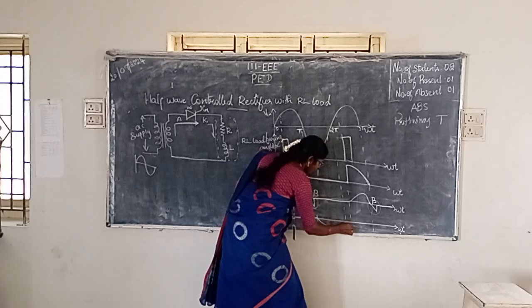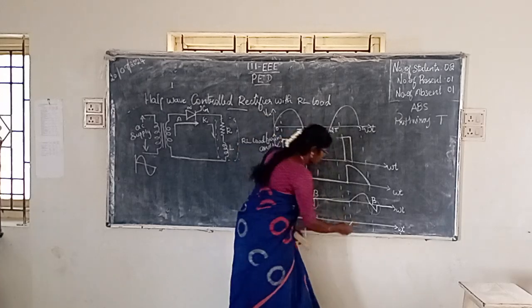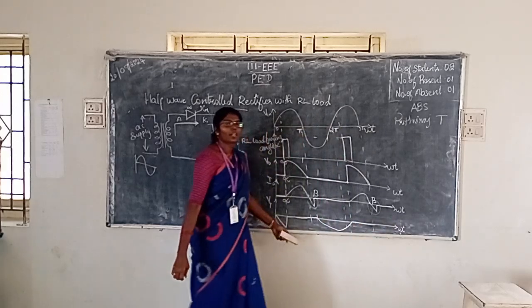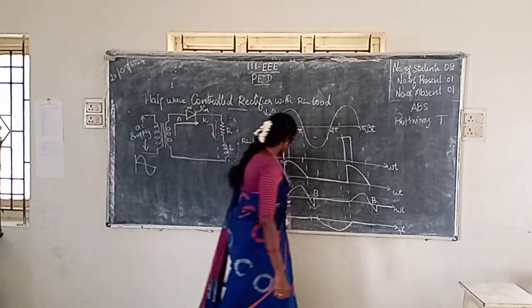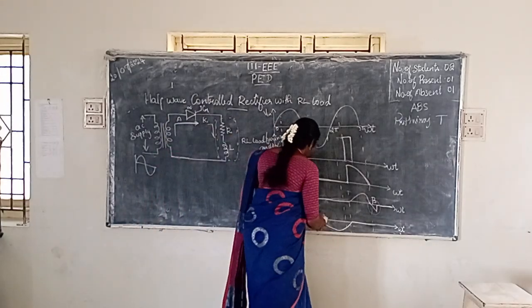conduction state till beta. Once it reaches 0, this is the thyristor's conducting state. So the inverse of it, when we see it, will be like this.